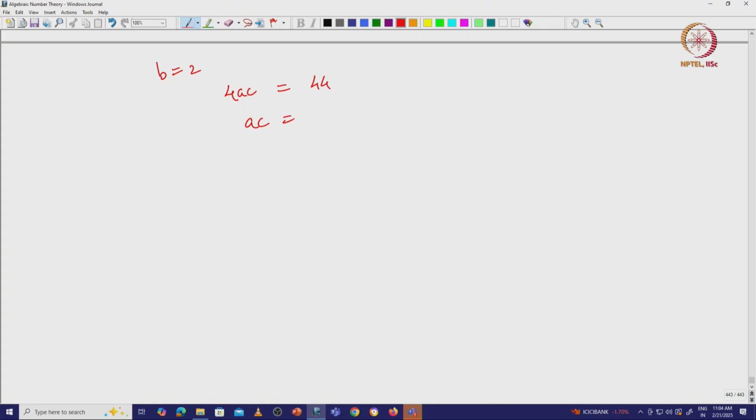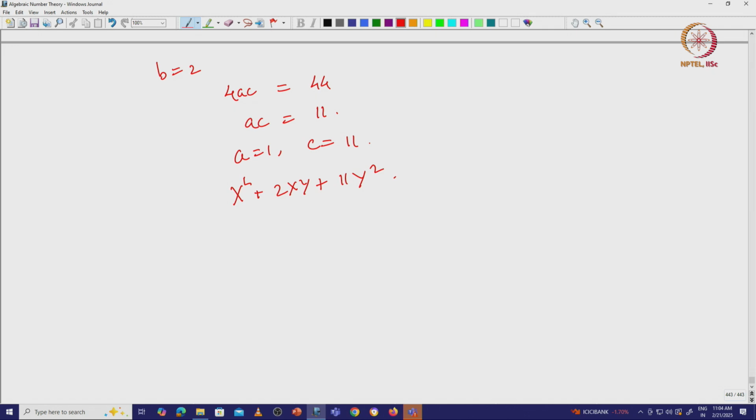So, a times c is equal to 11, which means that a is equal to 1 and c is equal to 11. So, that is the only solution, and so you get x squared plus 2xy plus 11y squared, right.